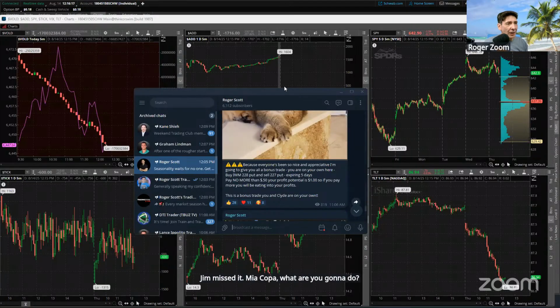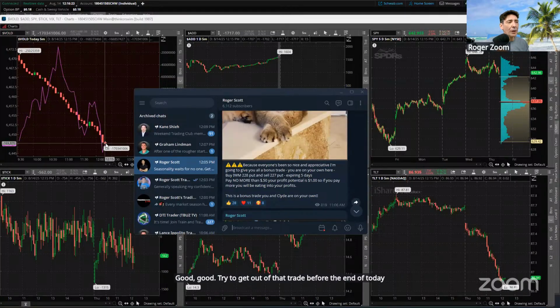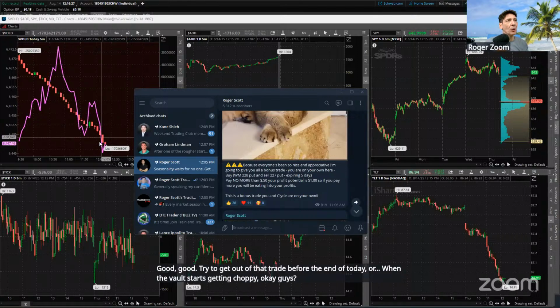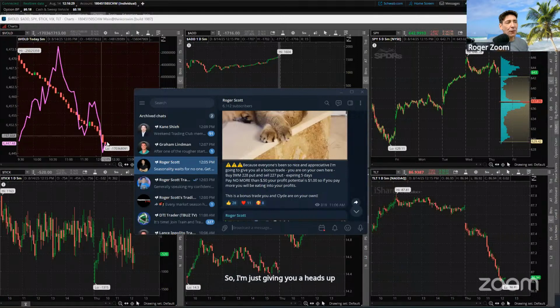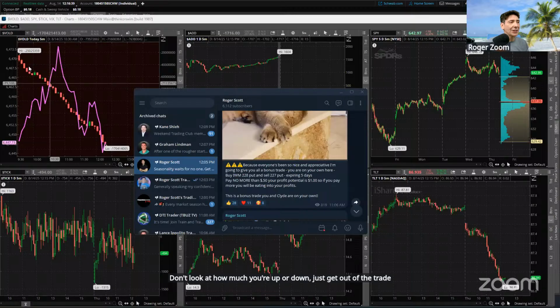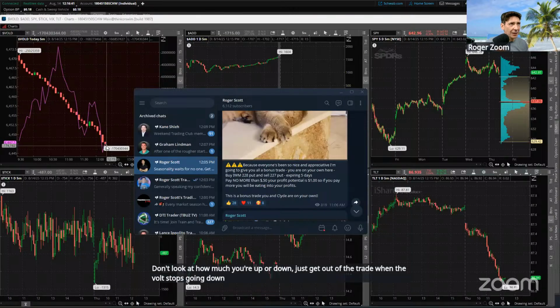All right, so it's worthwhile. Try to get out of that trade before the end of today, or when the Vold starts getting choppy. Okay, guys? So I'm just giving you a heads up. Get out of that trade when the Vold stops going down and starts maybe going up or just consolidating. Okay? Don't look at how much you're up or down. Just get out of the trade when the Vold stops going down. Okay? All right. You're welcome.